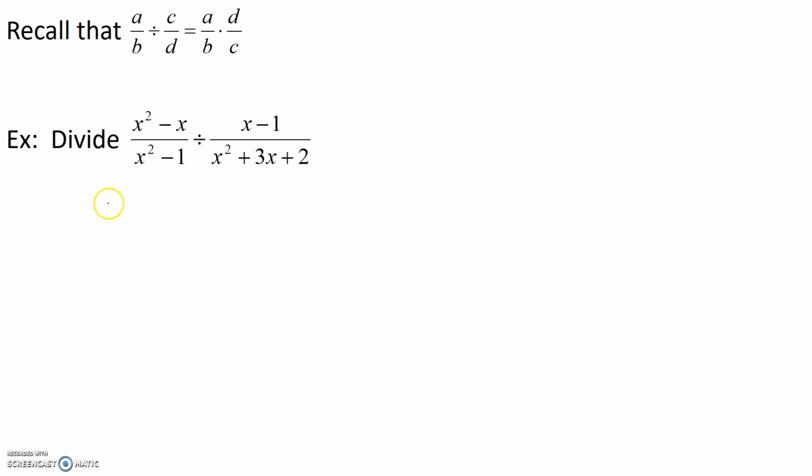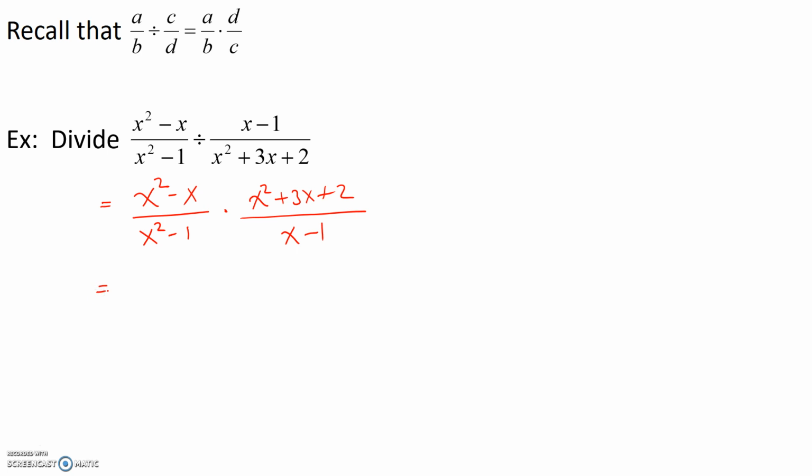Recall that a over b divided by c over d equals a over b times d over c. In other words, when you divide by a fraction, we multiply by its reciprocal. So for example, let's divide the following expression. First, we're going to rewrite this as x squared minus x over x squared minus 1 times the reciprocal of the second fraction, which is x squared plus 3x plus 2 divided by x minus 1.